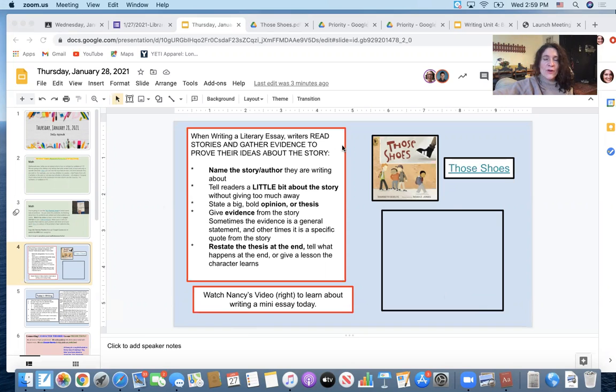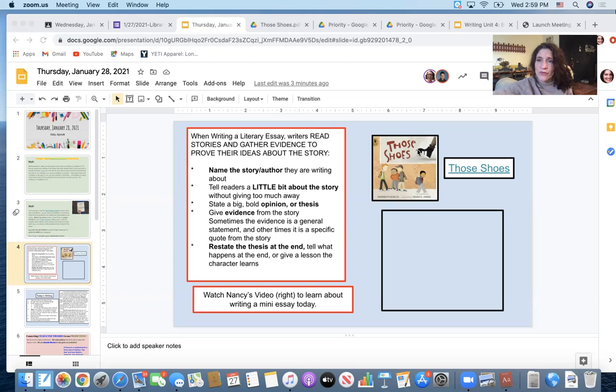Okay. So what happens with writing when we write essays is that we read stories, we gather evidence, and we have this idea that we have to prove about the story. So the way we prove whatever it is that we want to prove is using evidence from the story. So today we're going to have a new story. This is a story that you've already read.